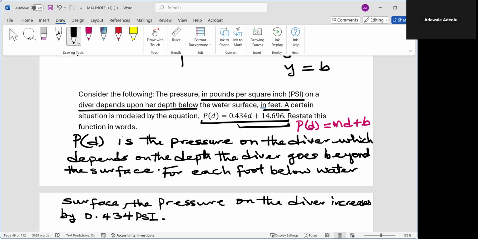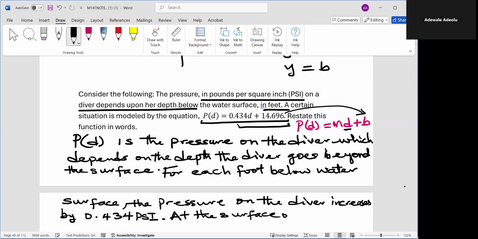Now, lastly, 14.696. If you again connect it to b, which we call the y-intercept, that is when the input is 0. That is when d is nothing. So in this sense, it means at the surface of the water, when the diver has not gone into the water.